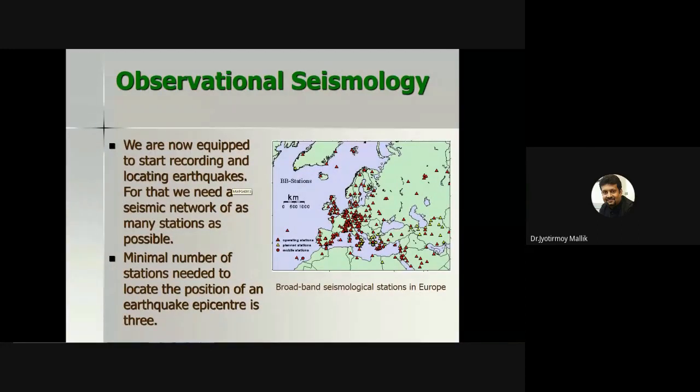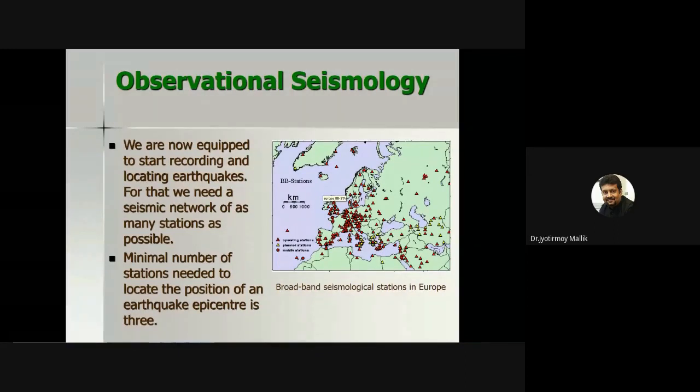Now, how do you record an earthquake? That is what we call observational seismology. Okay, so we are now equipped to start recording and locating earthquakes. For that, we need seismic networks of as many stations as possible. So you can see here, in this particular area, don't worry about the yellow color and red color. We don't even want to get into such details. Some are planned, some are operating. And these are the network of seismic stations or seismometers that can record the ground motions due to the earthquake.